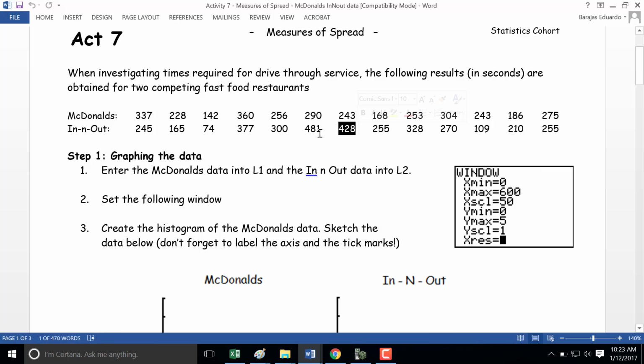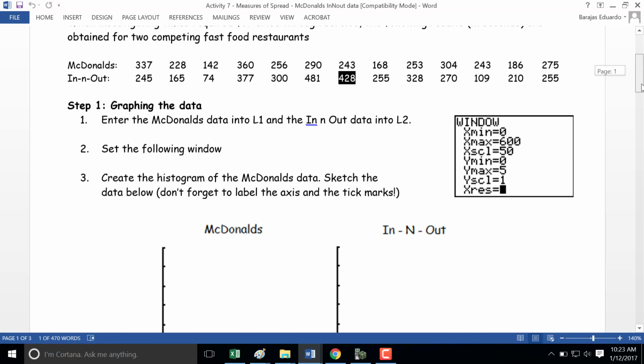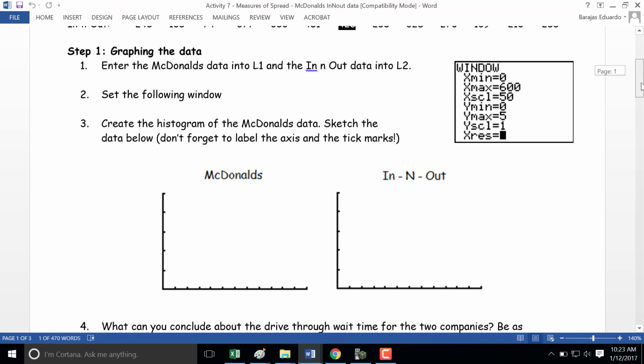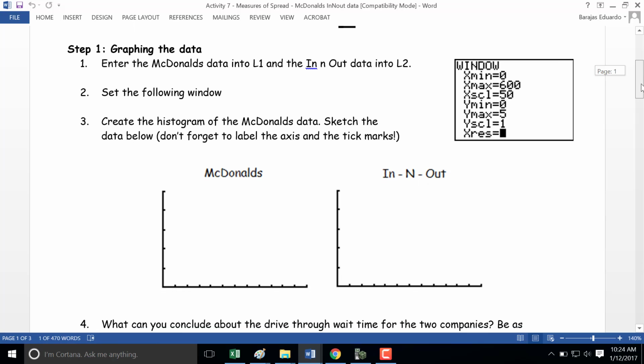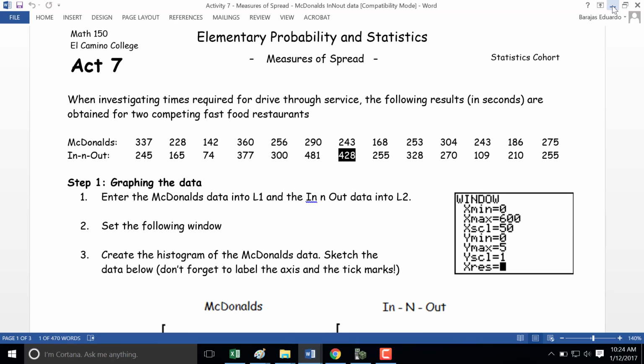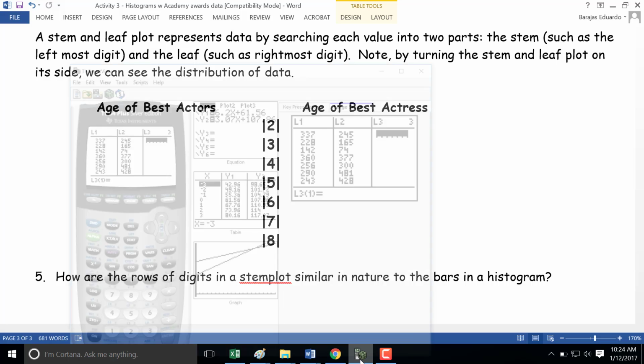And we want to be able to organize this information so that we can judge and make informed decisions about the average length of time, or the mean, or which one's a better choice, which one's doing a better job. So first of all, they asked us to create histograms for these using our calculators. So to do that, let's go to our calculator.